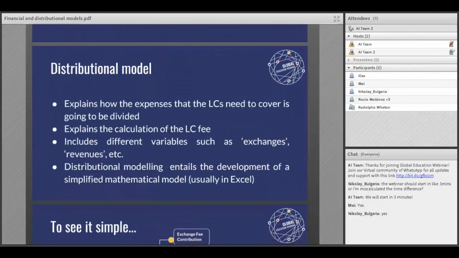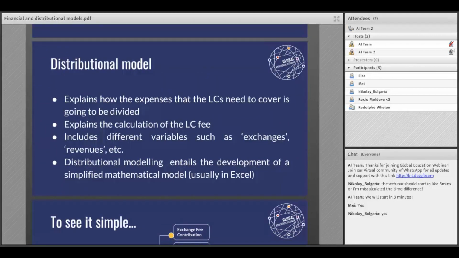Now, distributional model. Distributional model explains how the expenses that the LCs need to cover are going to be divided. So once there is a split between the MC and the LCs, you're going to know how to split this percentage that's going to be for the LCs to each of the LCs. So this is where we're going to explain the calculation of the LC fee. This also includes different variables such as exchanges, revenues, even members as well.